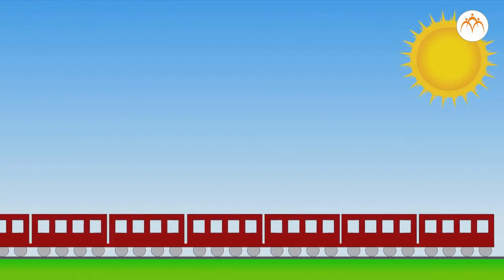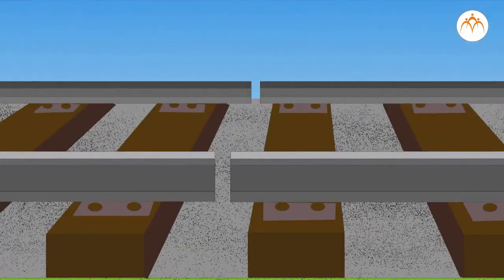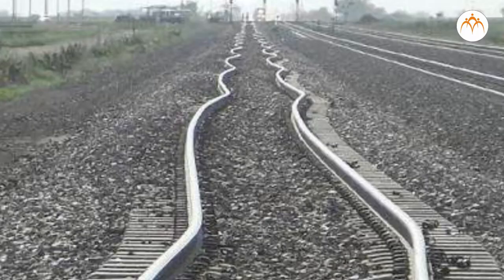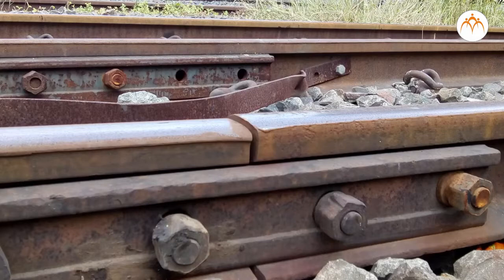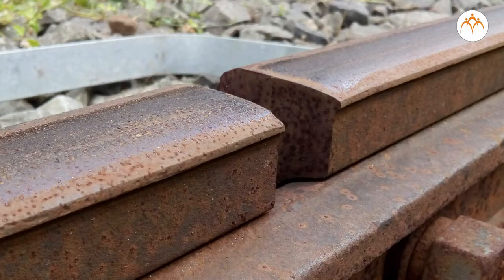Gaps enable rails to expand without affecting each other. Without these gaps, rails will bend. But nowadays, gaps are filled with some special material. This is the reason why rail tracks used to have gaps earlier.